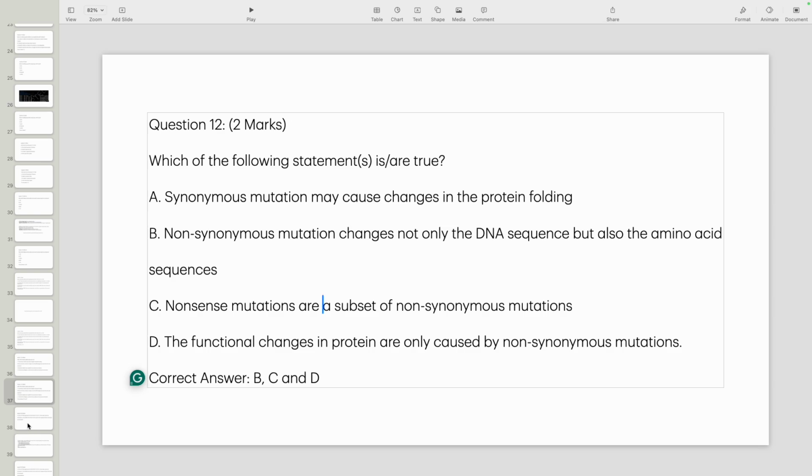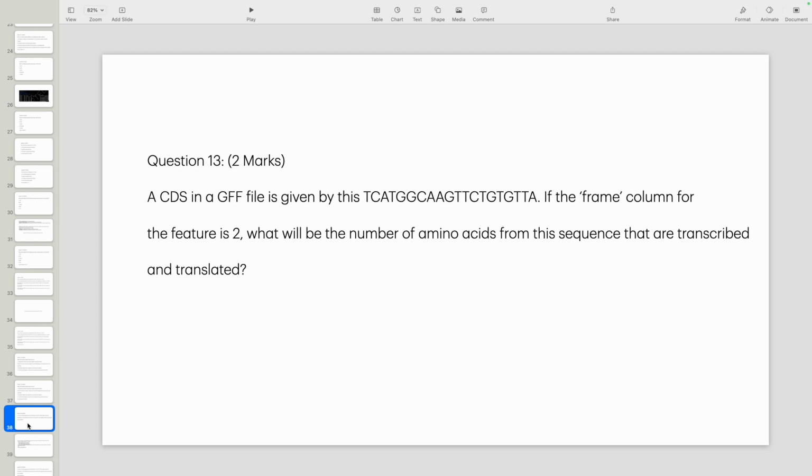So I hope this question is clear. We'll move to our next question, which is question number 13. A CDS in a GFF file is given by the sequence given here. The frame column for the feature is 2. What will be the number of amino acids from this sequence that are transcribed and translated? So just go through this question and try to answer it.